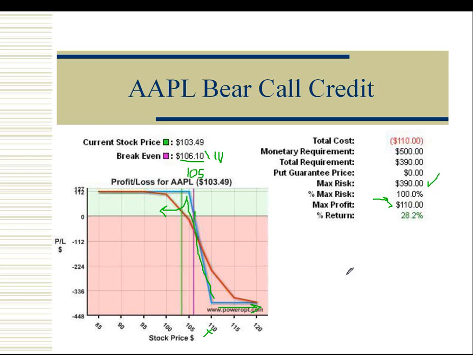With the leverage, remember, it works both ways, so we are risking 100% of that 390 that we'd put into the position. And that's for one contract, remember. So if we did 10 contracts, we'd have to put up $3,900 to make $1,100. It would just increase everything by a factor of 10.